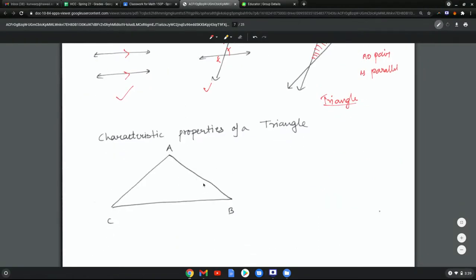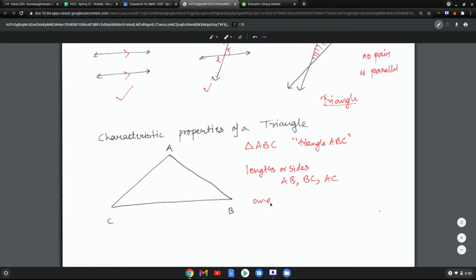So we label this triangle as ABC and we name it using this symbol, which is a triangle. We read this as triangle ABC. Triangle because there are three angles. So the characteristic properties of a triangle, there are two types. There are lengths or sides, right? We call these sides AB, BC, and AC, the three sides.